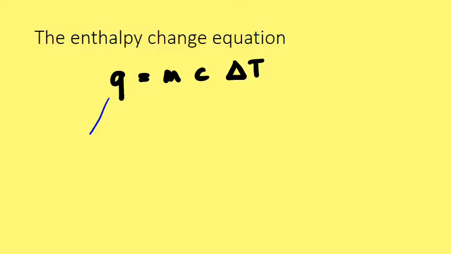Okay, so first of all, Q. Q is the heat lost or gained, depending on whether it's exothermic or endothermic, and that's measured in joules. So it's the heat lost or gained, and we measure that in joules. And this is equivalent to the enthalpy change, so I'll just summarize that by saying enthalpy change, but only if pressure is constant.